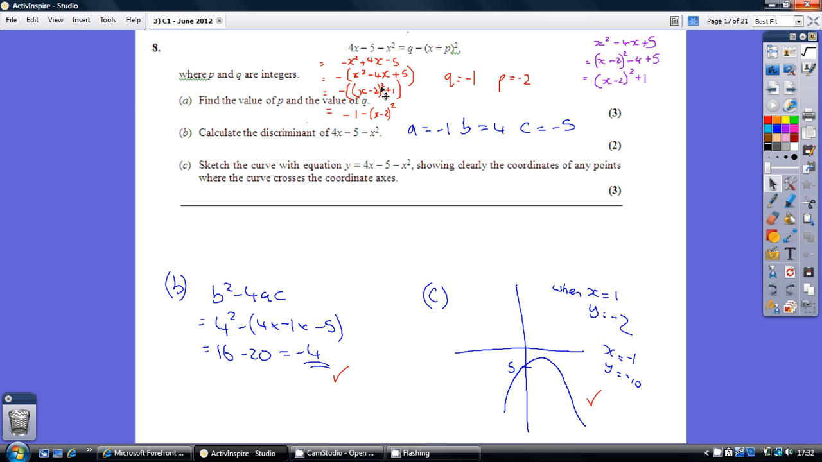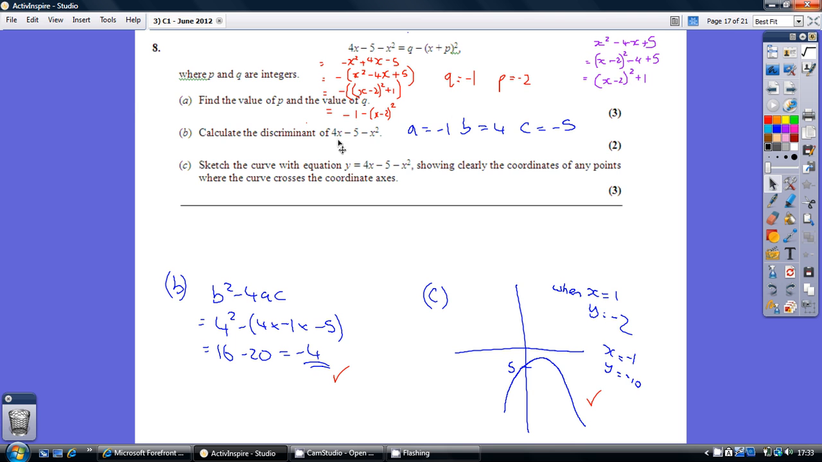So substitute that back in over here. Now effectively do that multiplying through by the -1. That gives us this. So what we're saying is, so q is -1 and p is -2. I think part B and part C are much more straightforward.